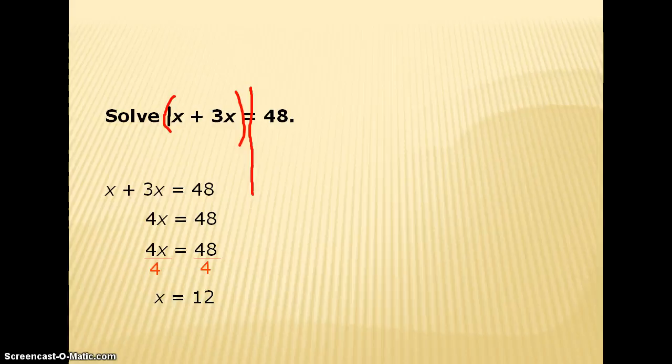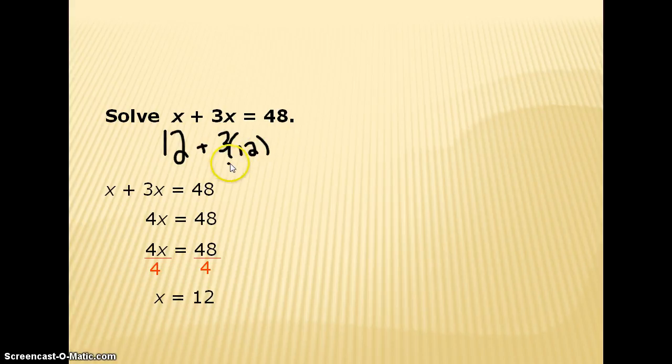If we want to check our answer, now it's a little bit different than it used to be because we have to put 12 into two different places. So if we're going to check our answer, it would be 12 plus 3 times 12. 3 times 12 is 36, and 36 plus 12 is 48. So we know we have the correct answer.